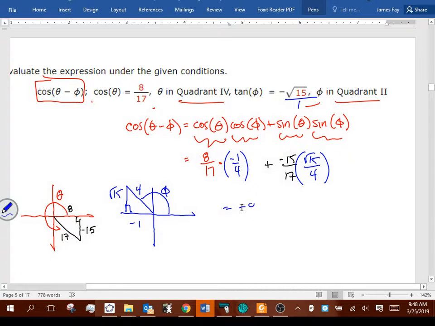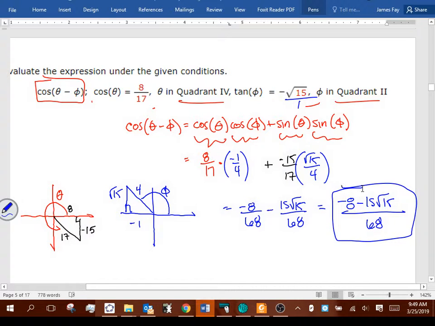They give me negative 8 over 68 minus 15 root 15 over 68. If you want to condense that to one fraction, I got that. Okay. Is that something we've kind of already done before? We've done that stuff with the triangles in the bottom left before, right? Okay, now we haven't done it twice in the same problem, but now we can.